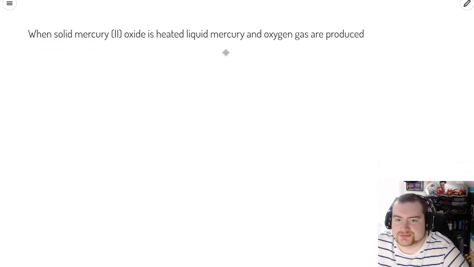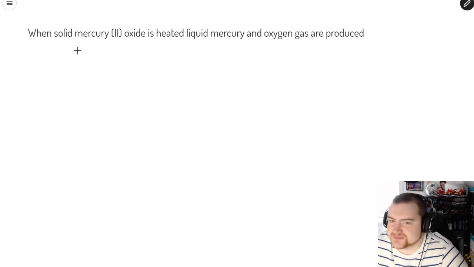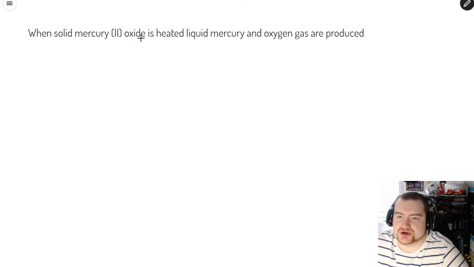Number 2, same thing. When solid mercury 2 oxide is heated, liquid mercury and oxygen gas are produced. Okay, so we're just going to start at the beginning and write out what we see. So we have solid mercury 2 oxide. So this is a compound. So we have to start off by saying, okay, well, I put an M. That's not mercury. Mercury is Hg. So we have Hg 2+, and then we have oxygen 2-.